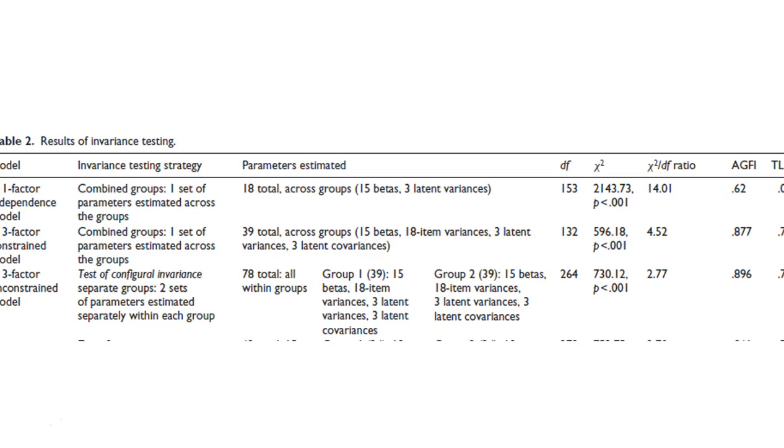So I would look at this model and I would say, it's not great. Even the chi-square to degrees of freedom ratio is a little high, right? 4.5. I mean, it's not 14, but this is not a great fitting model.